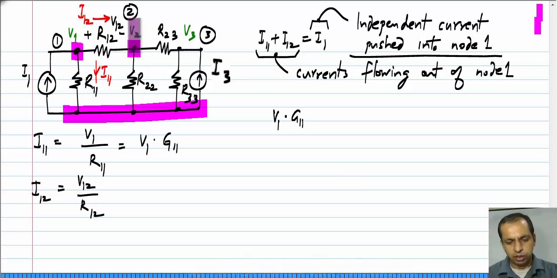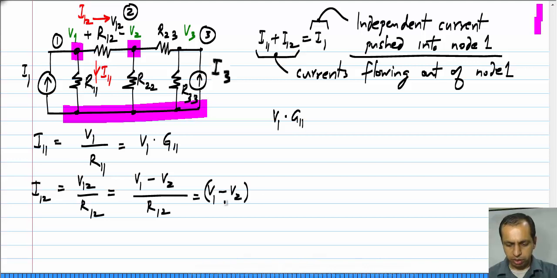But I have chosen the node voltages V1, V2, V3 with respect to the reference node as my primary variables, and I will write everything in terms of those variables. So, V12, that is the voltage across this, is nothing but V1 with respect to the reference node minus V2 with respect to the reference node. This is apparent from Kirchhoff's voltage law. Okay. So, this is V1 minus V2 by R12, which is V1 minus V2 times G12.